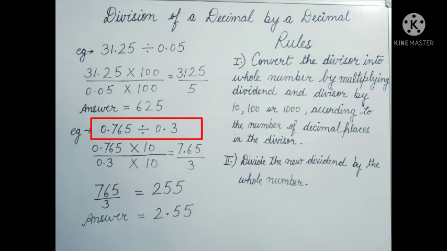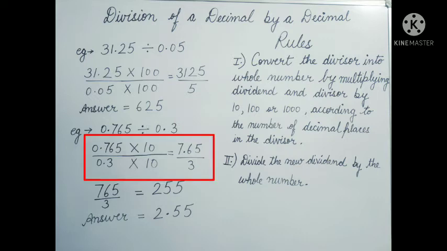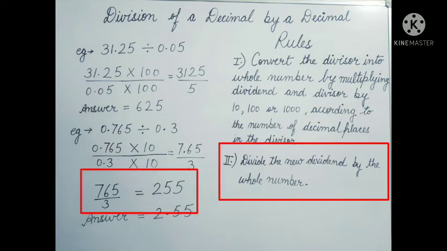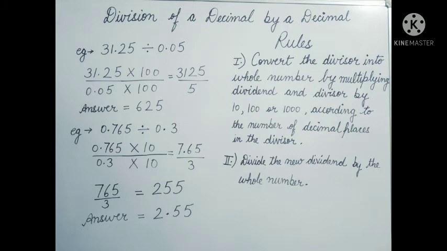In the next example, we have to divide 0.765 by 0.3. Now here the number of decimal places in the divisor is 1. So we will multiply the dividend and divisor by 10 and we get the new dividend 7.65 and the divisor is 3. Then we will divide the new dividend by the whole number as we have learned just now in this video itself. And we get the answer 2.55.